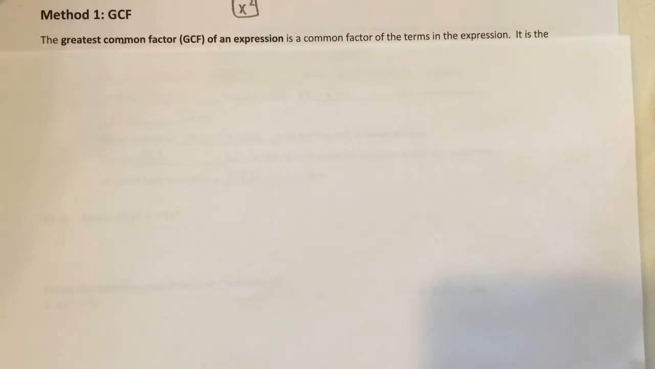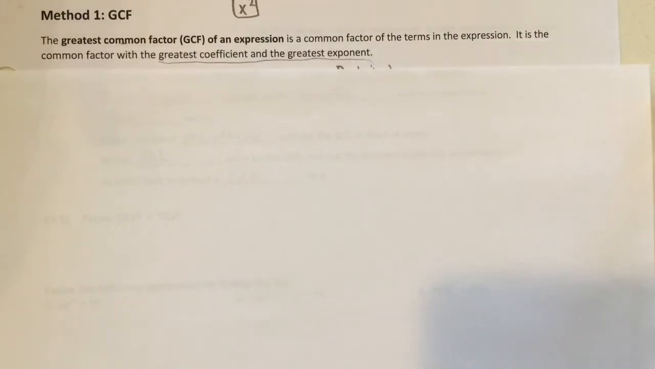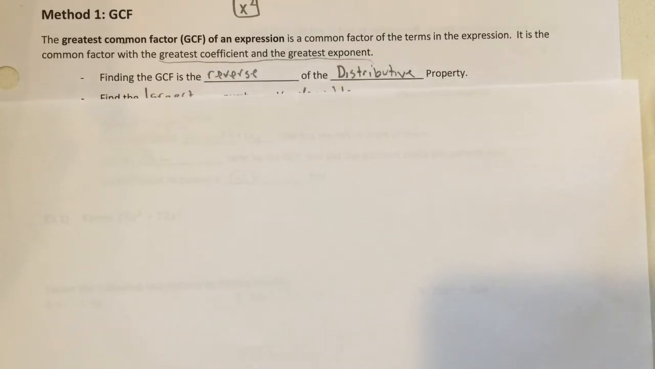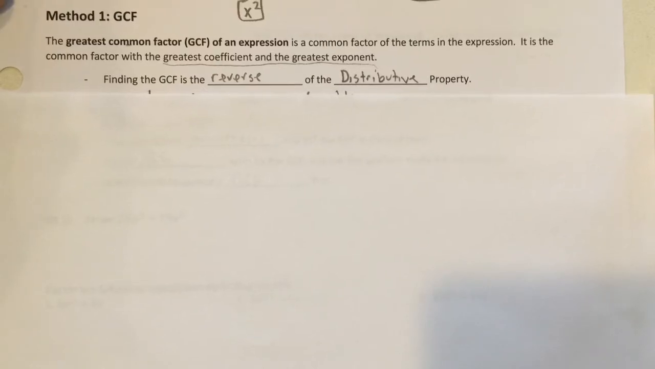All right, so here are our steps for finding a GCF. The greatest common factor, or GCF, of an expression is a common factor of the terms in the expression. It is the common factor with the greatest coefficient and the greatest exponent. So finding the GCF is the reverse of the distributive property.